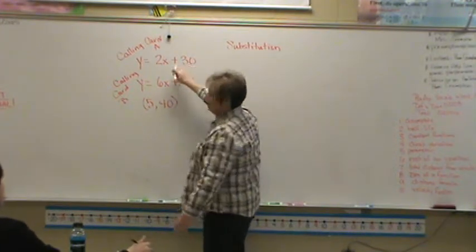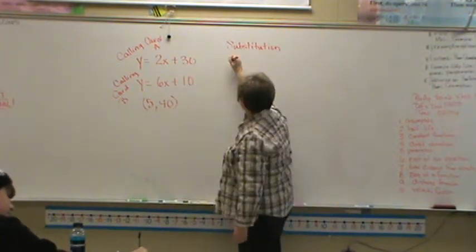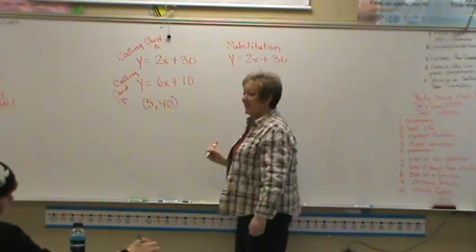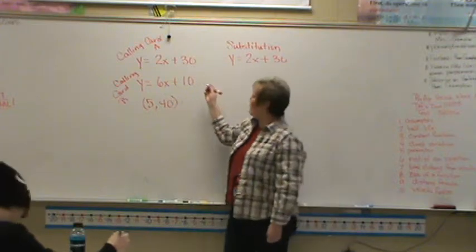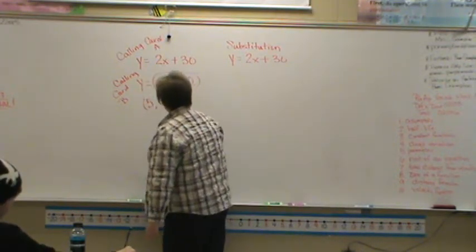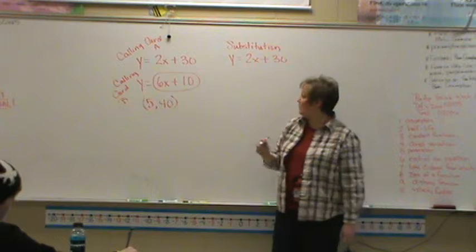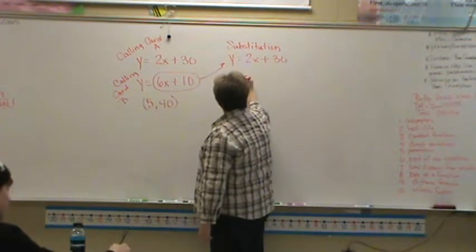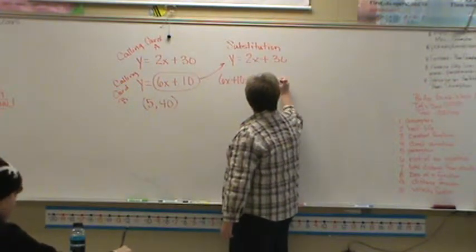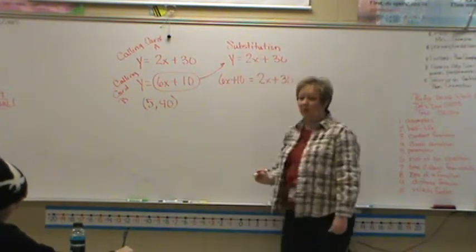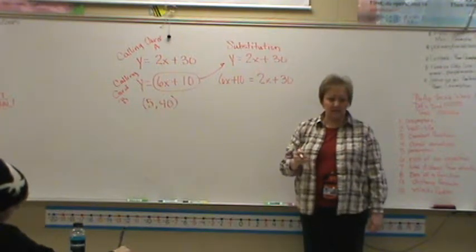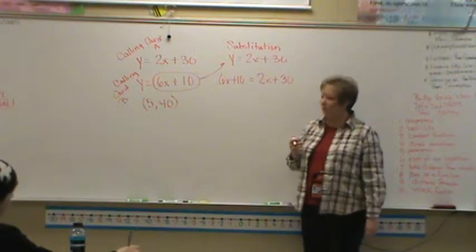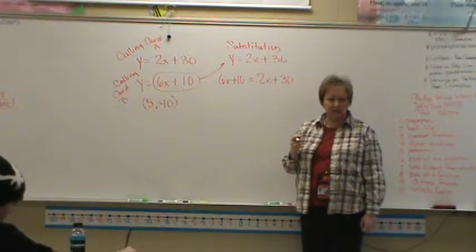I'm going to just use this top equation: y equals 2x plus 30. And instead of y, I'm going to substitute the value of 6x plus 10 in place of y. And I'm going to go about solving this like I would a normal equation. How do y'all want to go about solving it? Give me a hand.